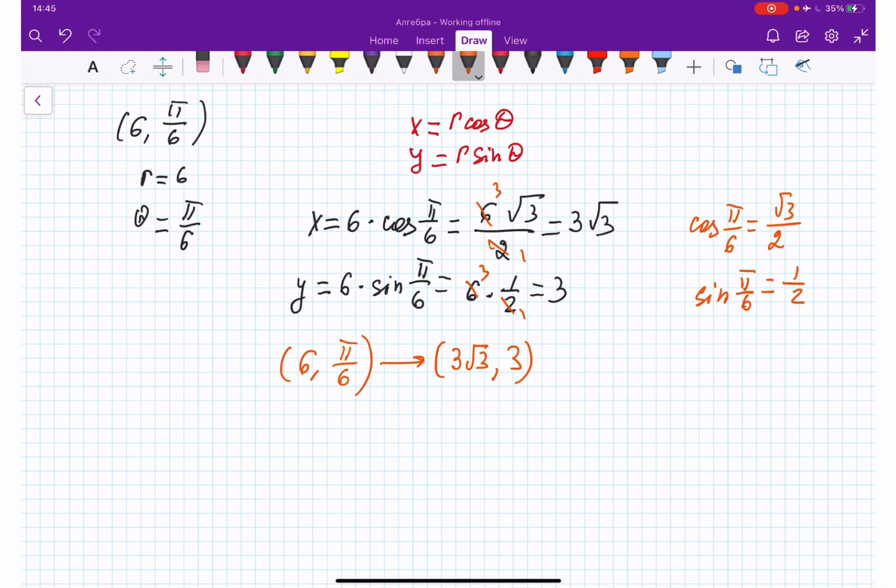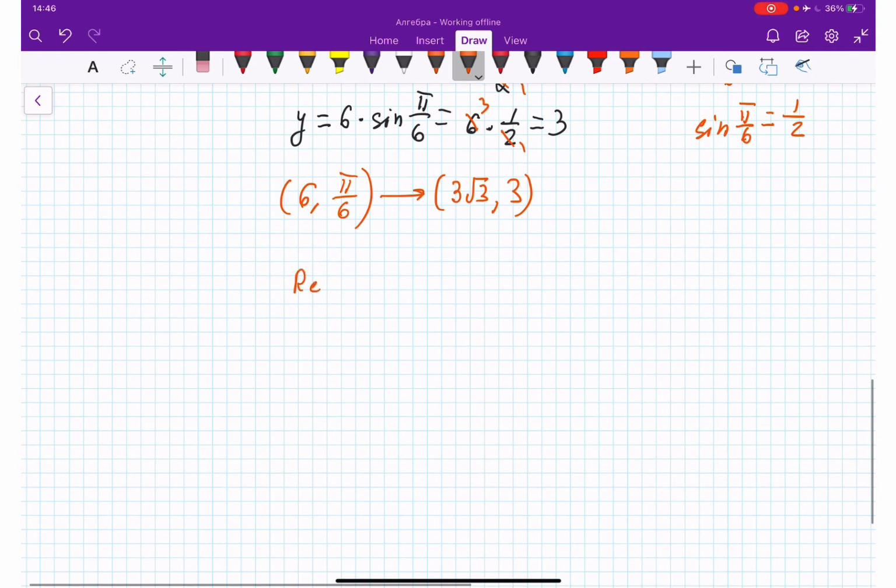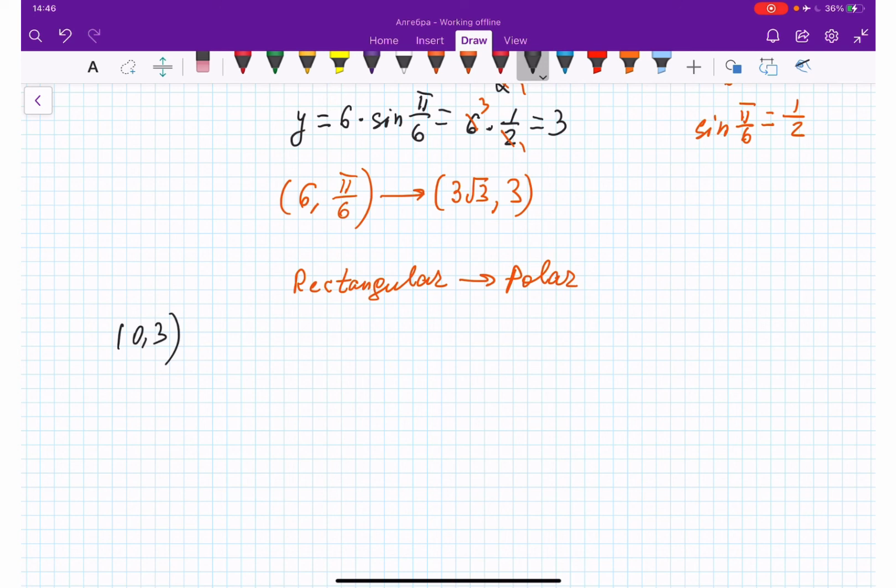Okay, next one. We have rectangular and we convert to polar. So we have (0, 3), where x is equal to 0 and y is equal to 3.